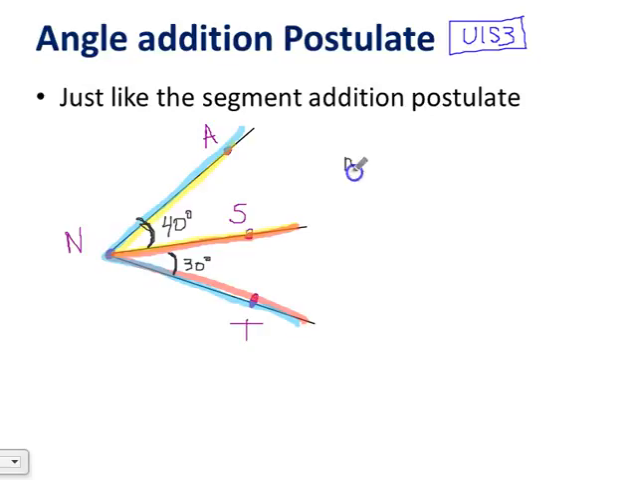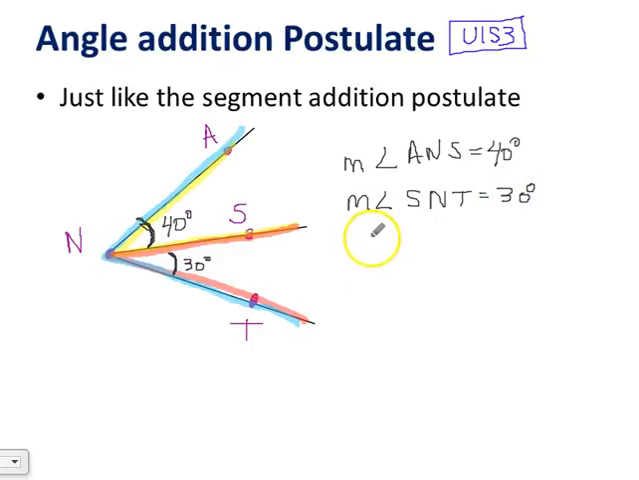So what I've said is that the measurement of angle ANS, and notice to write the measurement, I just put a little m or lowercase m, angle ANS. So the measurement of angle ANS is equal to 40 degrees. The measurement of angle SNT is equal to 30 degrees. Can you now figure out what the measurement of the big angle, that angle ANT, would be?